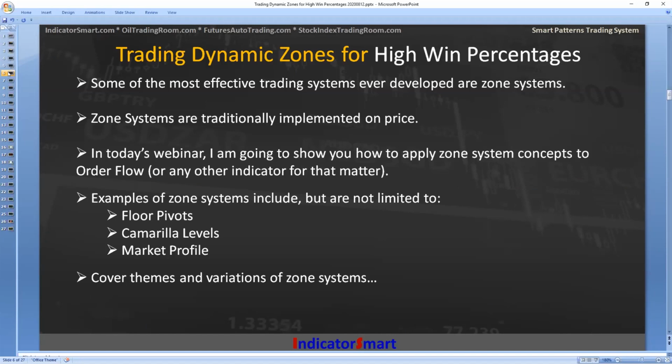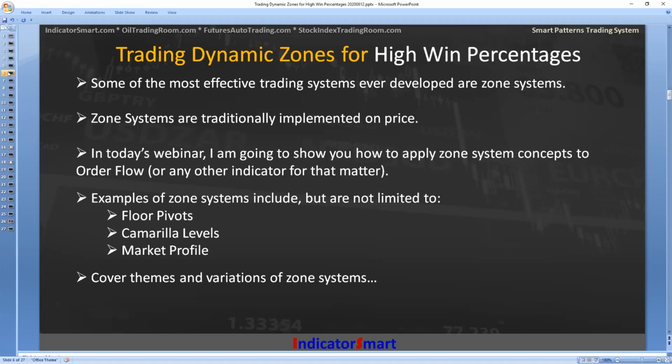So Camarilla levels will work the same way. If you're not familiar with Camarilla levels, there's a video on the IndicatorSmart website. You can go view that. Kind of interesting. Market profile levels are zones too.